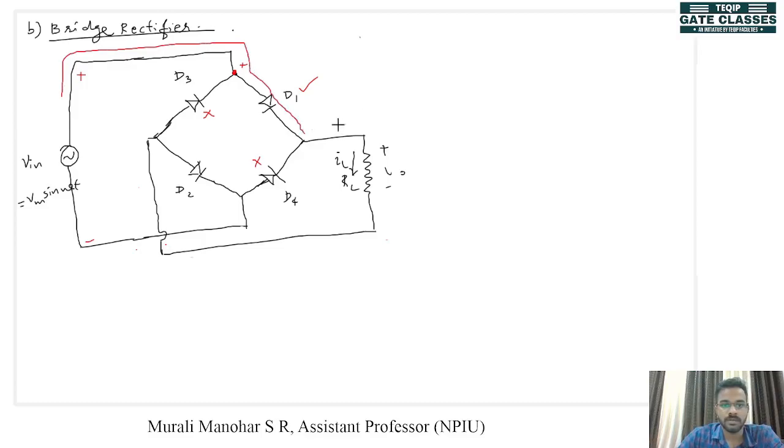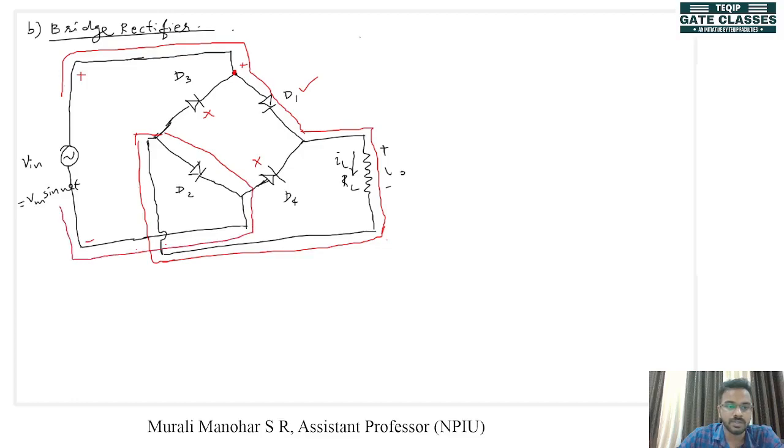So the current direction is from source through D1, through load, through D2 and back to the source. So if you look at the current direction, we can see that our positive load direction and current direction are the same, so the output voltage will be positive.